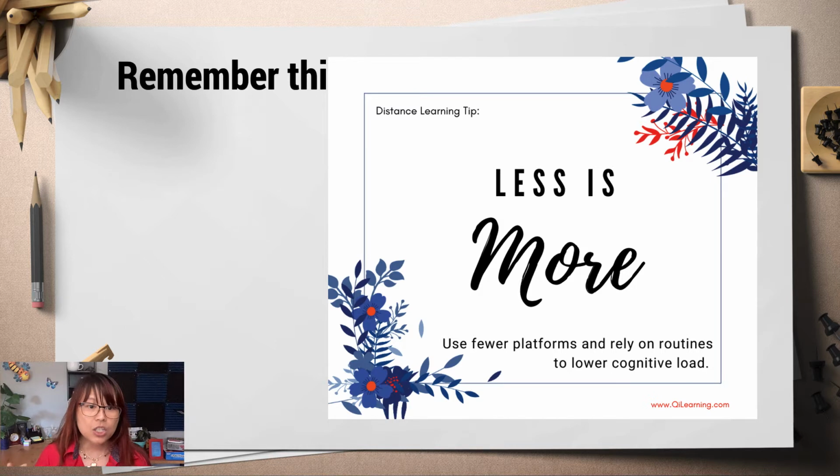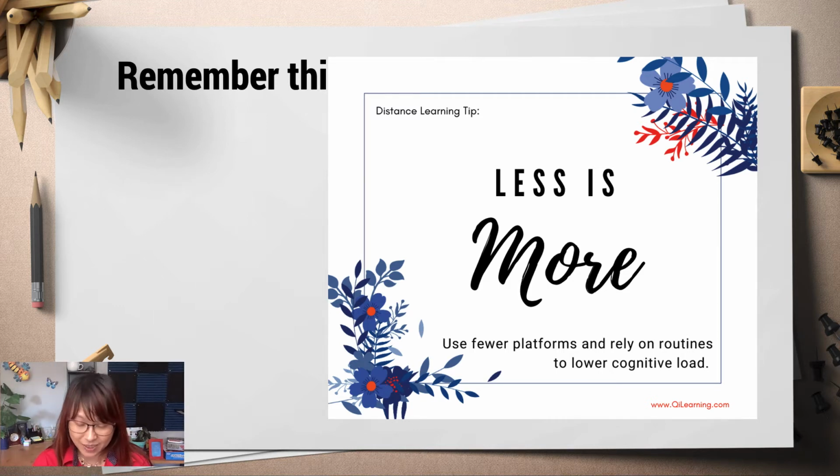So what I mean by less is more is you've got to lessen the cognitive load: fewer platforms, more procedures and routines, right? Things that are more automated. So it's just the information that provides the cognitive load and nothing else. So less is more. No shiny objects. Keep shiny objects to a minimum.